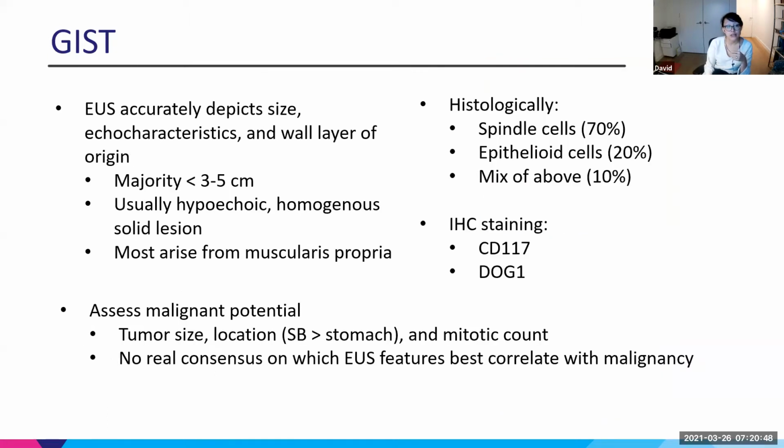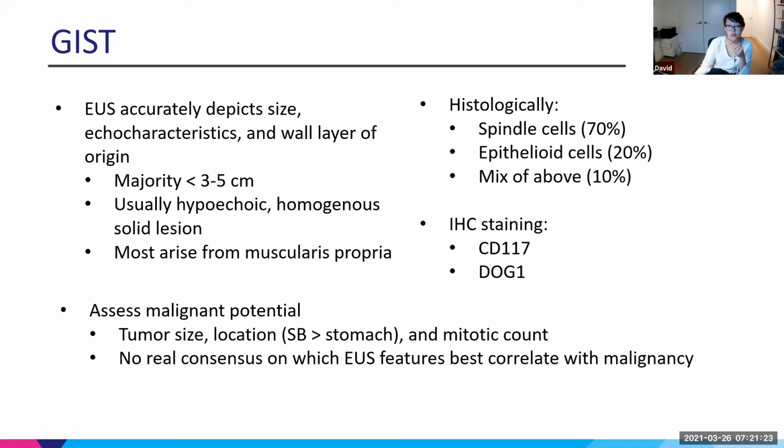EUS can be helpful as it helps to accurately depict the size of the tumor, its characteristics, and the wall layer of origin. The majority of these tumors are less than 3 to 5 centimeters in size. They're usually hypoechoic, homogeneous, and solid, though they can also appear heterogeneous with cystic spaces. And most of these lesions arise from the muscularis propria. Histologically, most of these tumors are composed of spindle cells, but they can also be composed of epithelioid cells or a mix of the two.